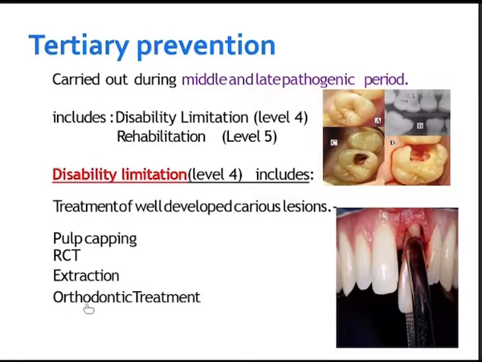For example, where skeletal malocclusion is there, in full-blown malocclusion cases, you go for fixed orthodontic treatment. You give wires, use fixed orthodontic treatment. So all those things come under tertiary prevention.